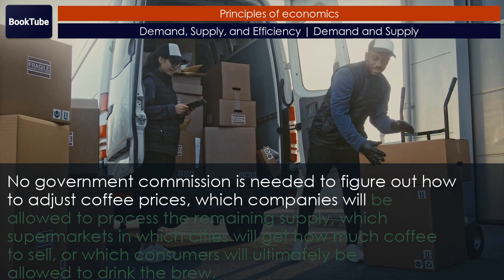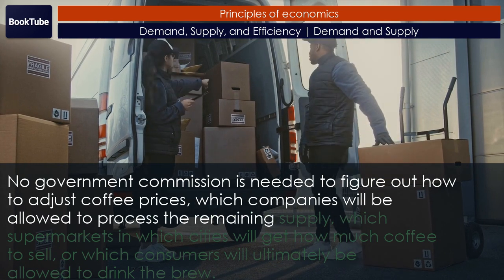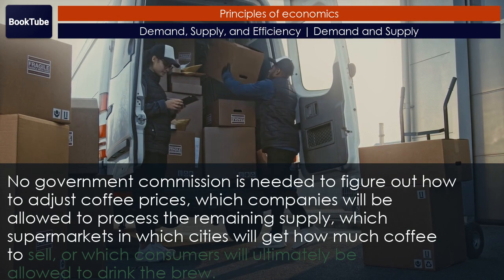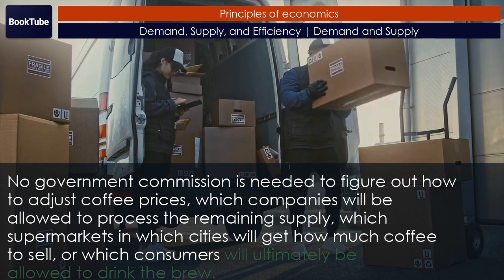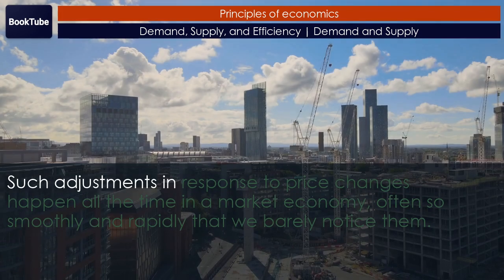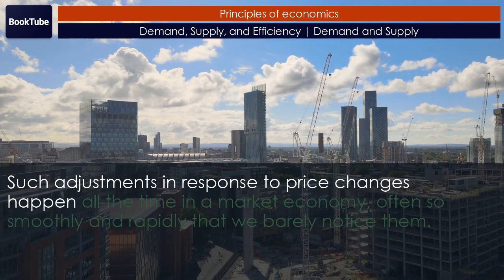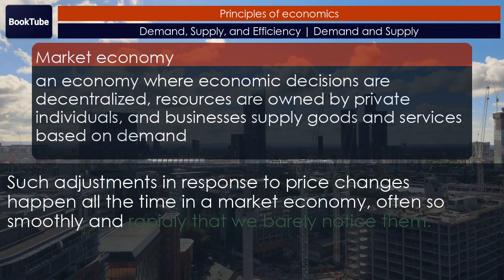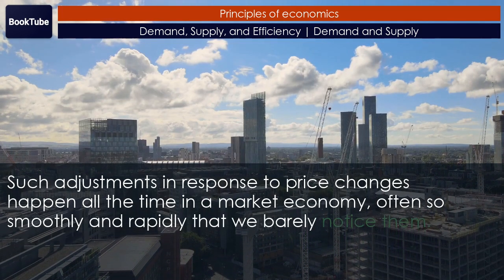Which companies will be allowed to process the remaining supply? Which supermarkets in which cities will get how much coffee to sell? Or which consumers will ultimately be allowed to drink the brew? Such adjustments in response to price changes happen all the time in a market economy, often so smoothly and rapidly that we barely notice them.